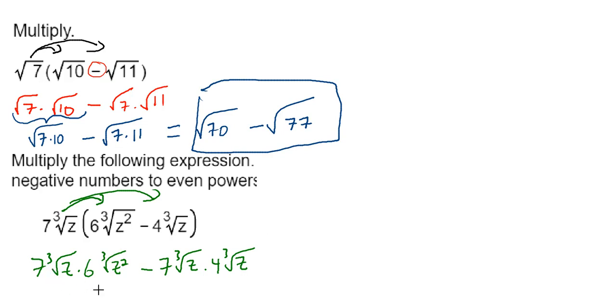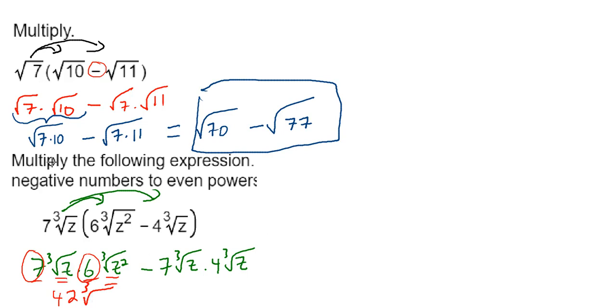So whenever you're multiplying two radical expressions together like this, you multiply together what goes together. And what I mean by that is you multiply the numbers outside the radicals together because they go together. 7 times 6 will be 42. And then you multiply the radicals together as long as they are the same root, right? So this is a cube root, this is a cube root. We can multiply those together into a single cube root.